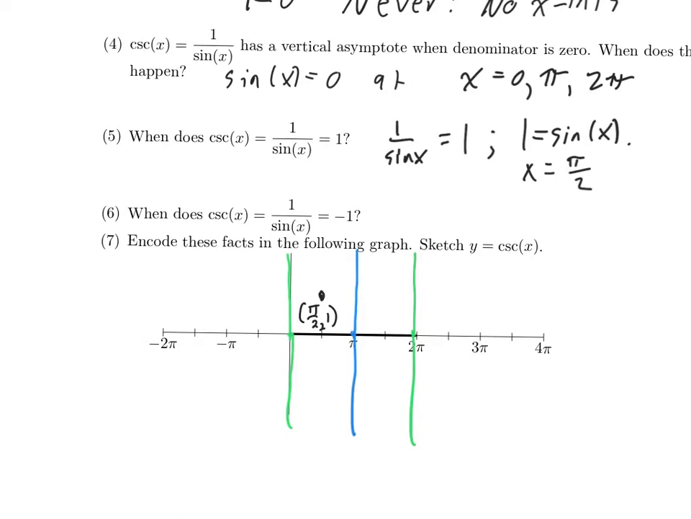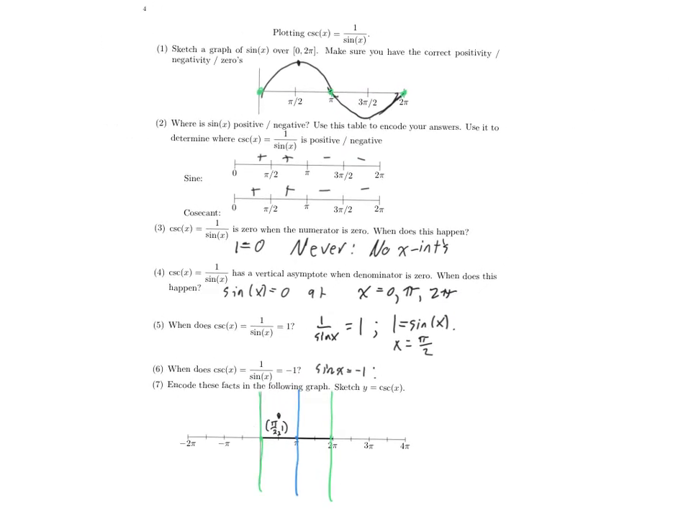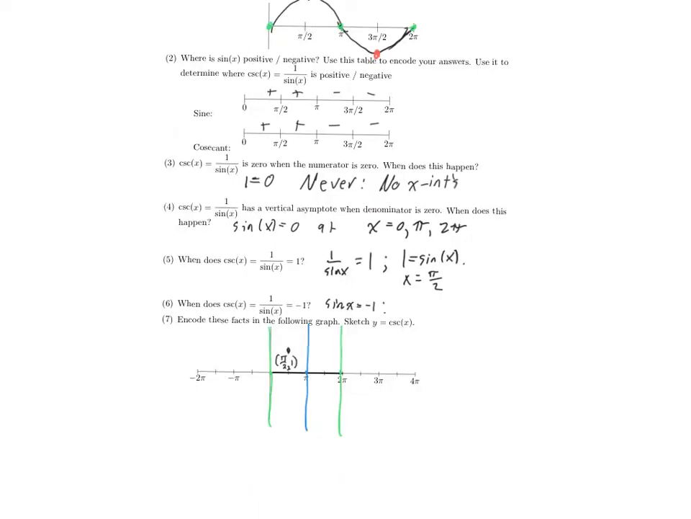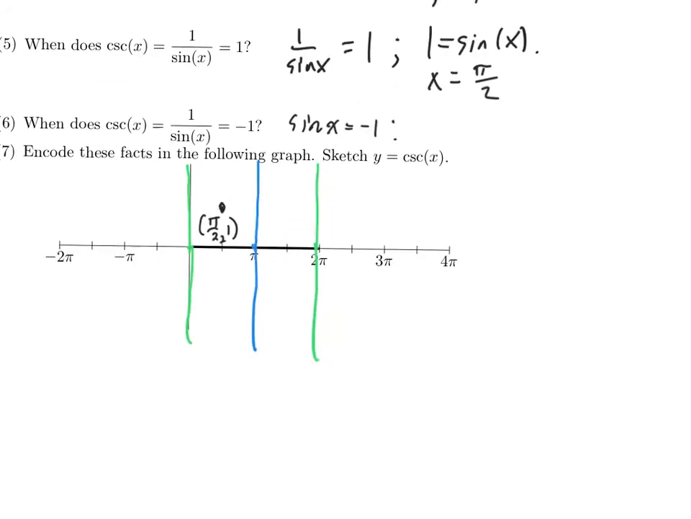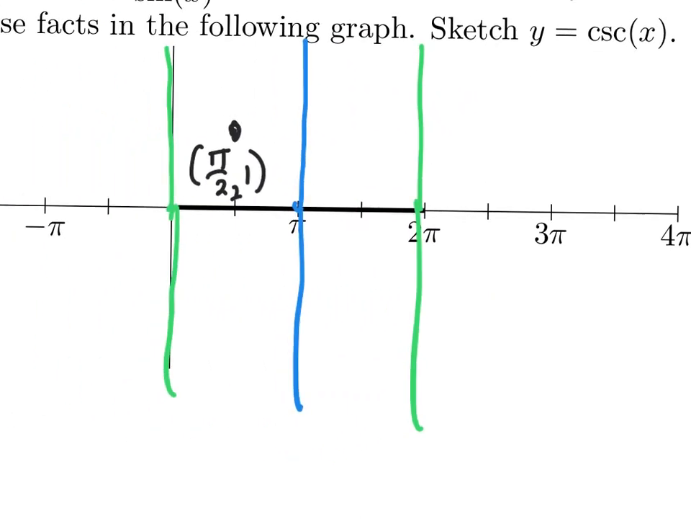When is 1 over sine of x equal to negative 1? Well, again, that's just when sine of x is equal to negative 1. And by looking up here, that happens at 3 pi over 2. There's 3 pi over 2. Go down 1. 3 pi over 2, comma, negative 1.